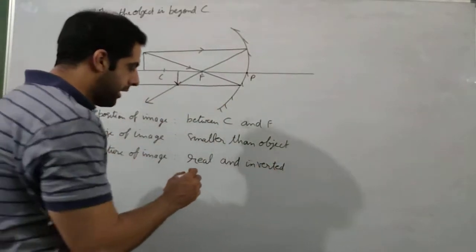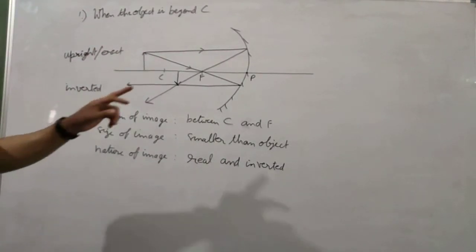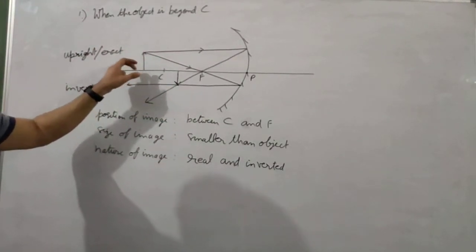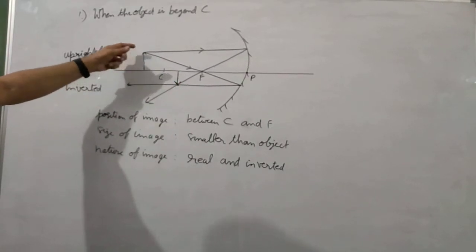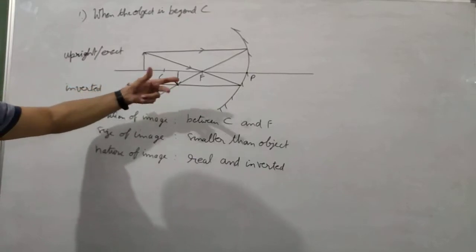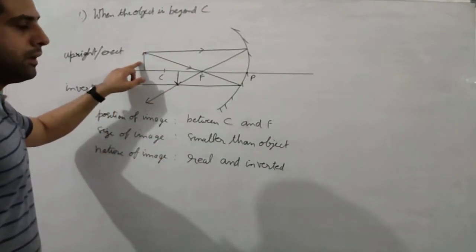Make sure you keep in mind all the real images are always inverted with respect to the object. If the object is erect, the image will be upside down. If the object is upside down, the image will be erect. So image will always be inverted with respect to the object.